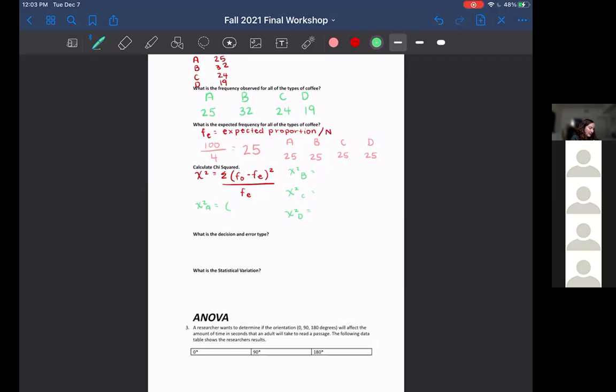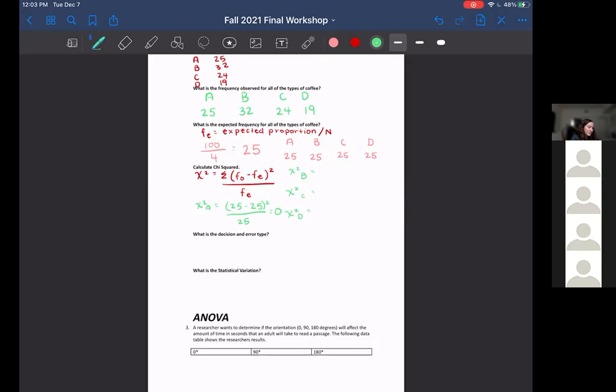25, good. And the frequency expected is also 25 squared divided by 25. So we can all agree that's 0, right? Yeah. Okay, cool. So then let's move on to B.